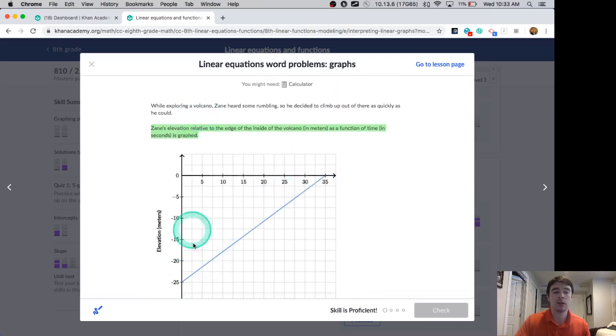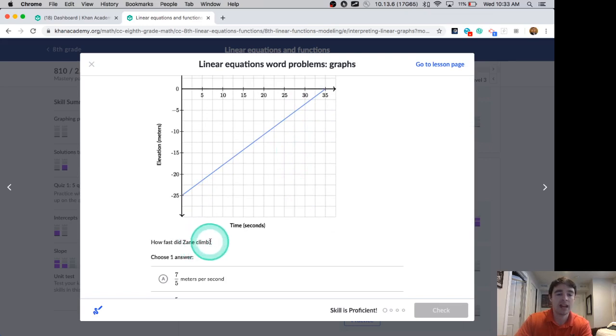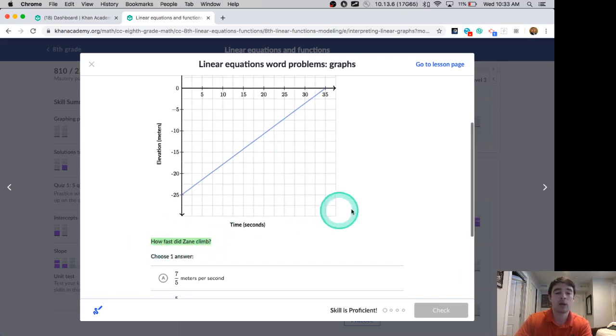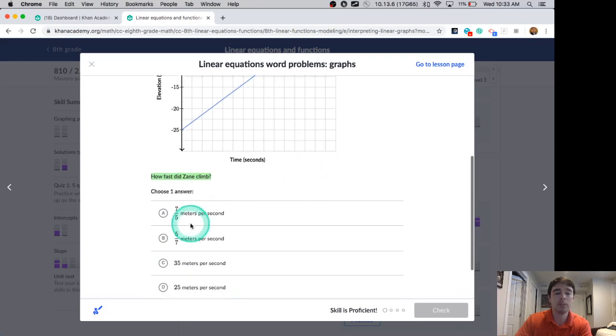So Zane's in this volcano, he starts climbing out, and we see here this blue line's moving up because Zane is climbing out of that volcano. Over time, his elevation is going up because he's climbing out of the bottom of the volcano. The question asks us, how fast or how quickly did Zane climb? And we see a bunch of answers in meters per second here. 7 over 5 meters per second, 5 over 7, 35, and 25.